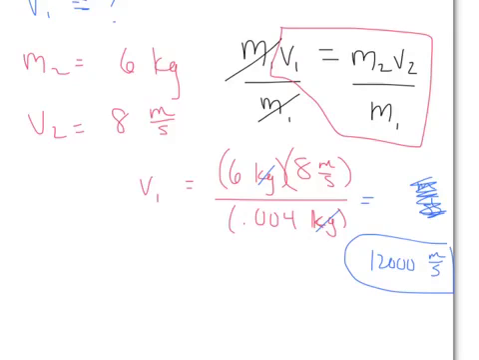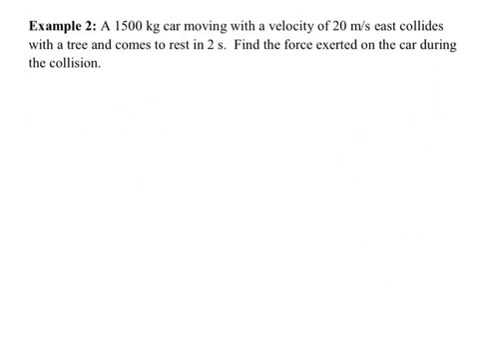Let's take a quick look at example 2. A 1,500 kilogram car moving with a velocity of 20 meters per second east collides with a tree. Okay, and comes to rest in 2 seconds. Find the force exerted on the car. Now, right away, you're hearing mass, velocity, force, time period. So we're probably not going to use momentum equals mv. What are we going to use this time? Yeah, the delta P, the momentum impulse theory.